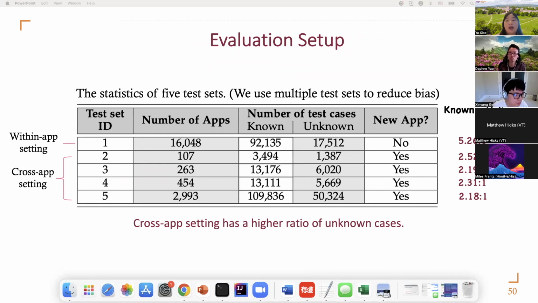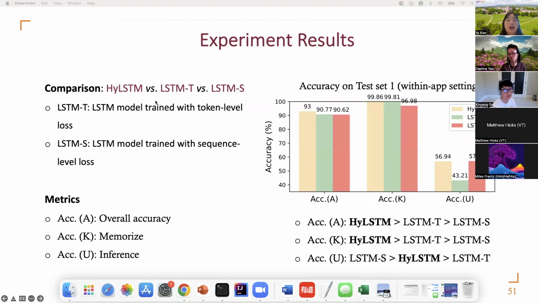Next, we evaluate our Hi-LSTM on 5 different app sets to reduce the bias. The first one follows the within-app setting, and the others follow the cross-app setting. We found that the known cases are the majority cases in the test set. However, the cross-app setting has a much higher ratio of unknown cases, which might suggest that the cross-app setting is more challenging and more meaningful to reflect the inference capability of the model. Since our Hi-LSTM has a hybrid loss, we compare it with two intermediate versions, the LSTM with token level loss and the LSTM with sequence level loss.